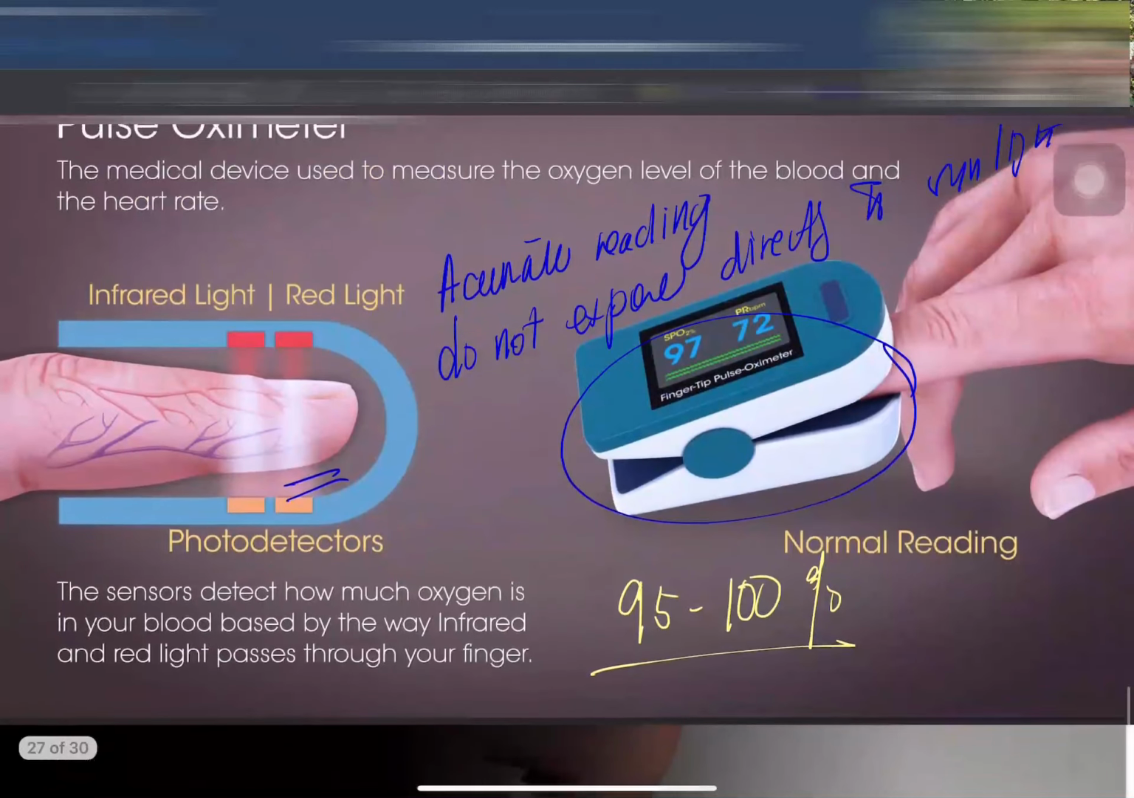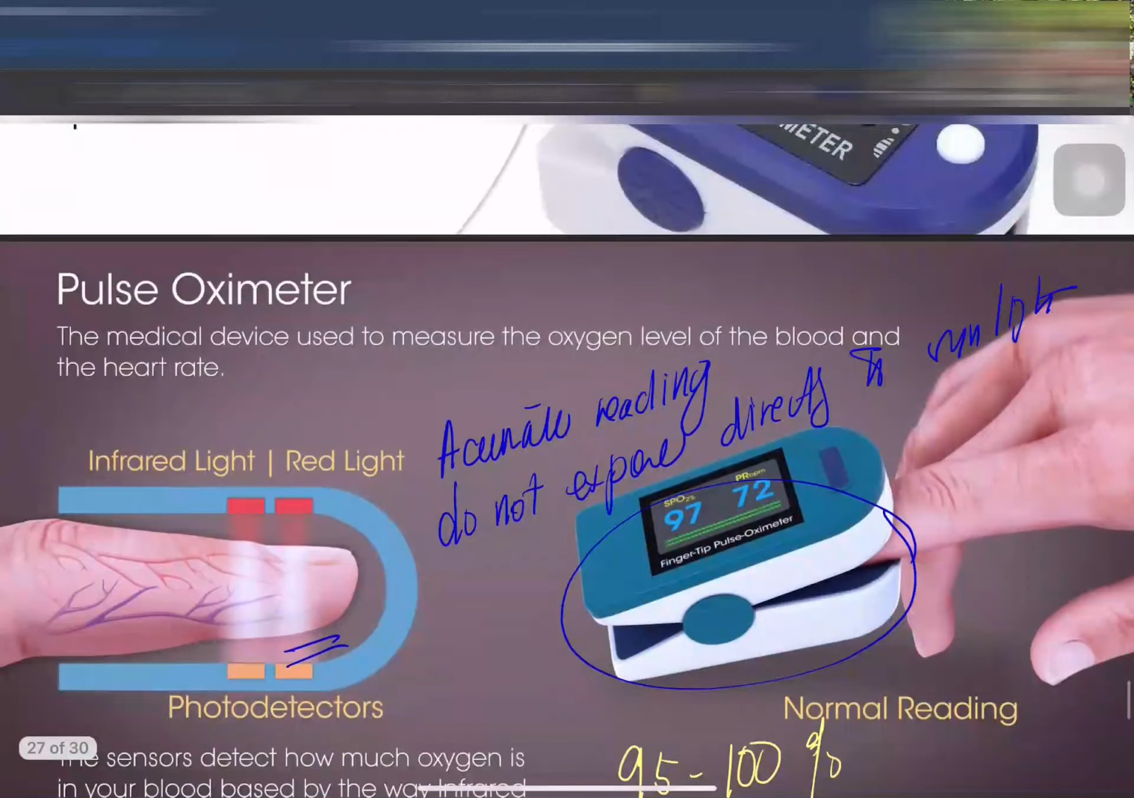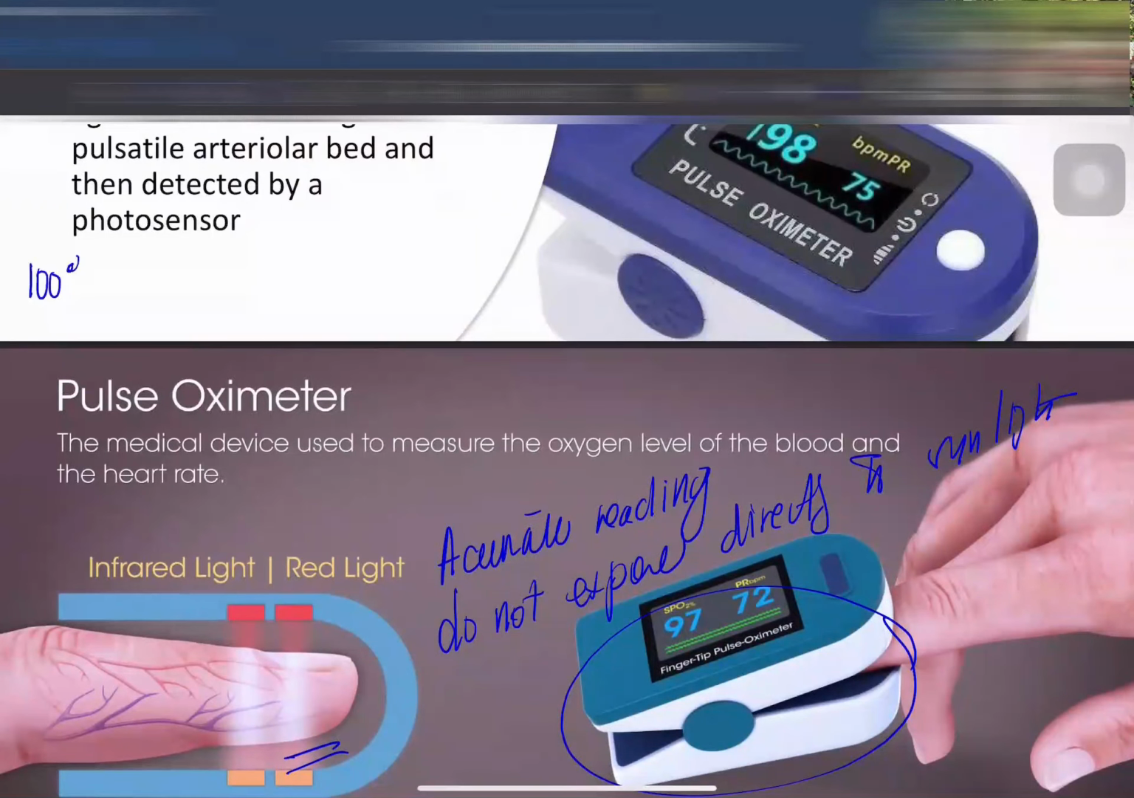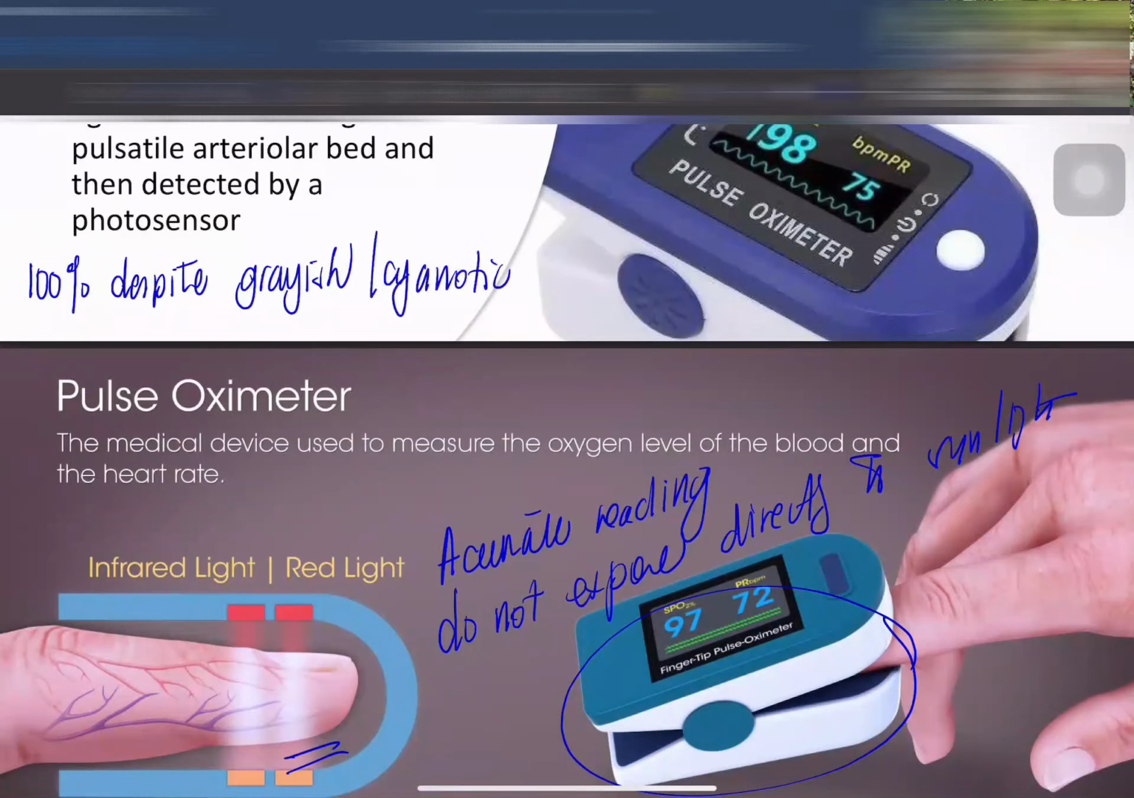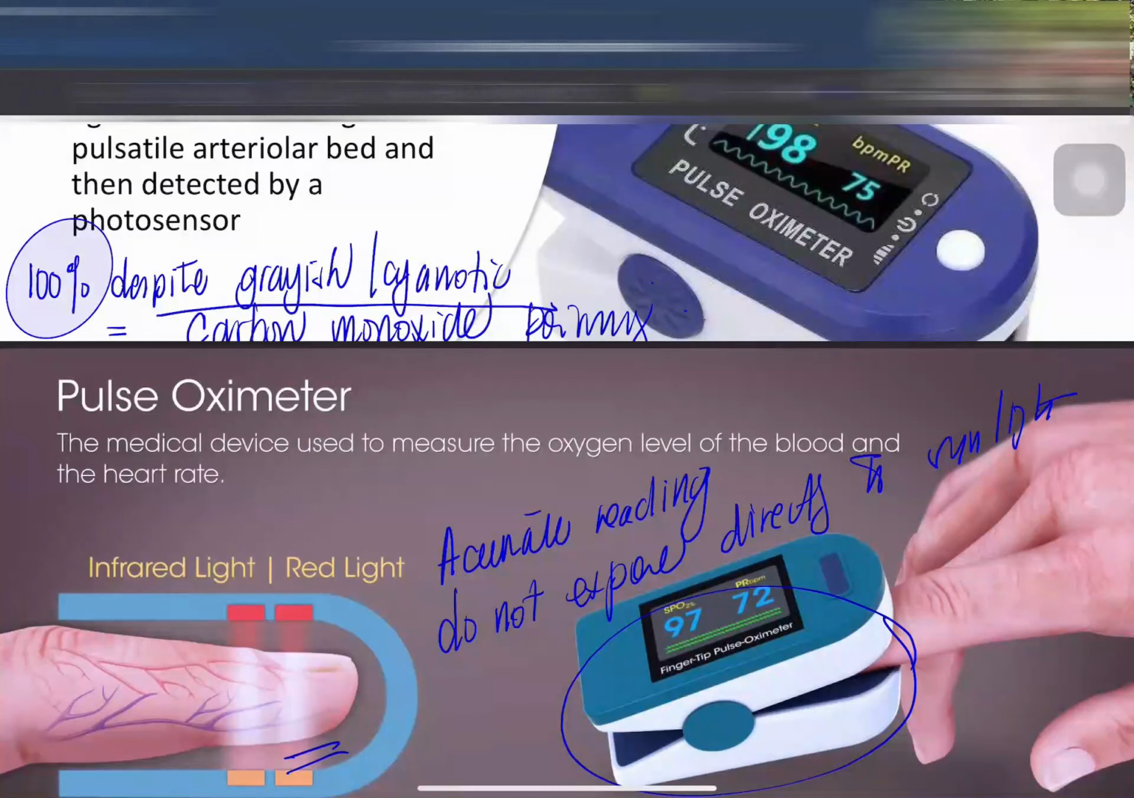Now class, what else? There is a particular condition wherein possible na yung reading po natin 100% despite the fact that the patient is actually already grayish or cyanotic. Plus this pertains to your carbon monoxide poisoning. Condition class is carbon monoxide poisoning. Again, class, I would like to repeat. The reading of your pulse ox in carbon monoxide poisoning could be 100%. However, your patient is actually grayish or cyanotic.